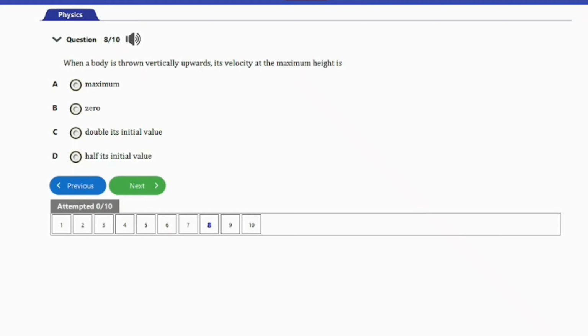The next question we have here is question number 8. It says, when a body is thrown vertically upwards, its velocity at the maximum height is. Alright, so guys, this is a very simple question for you all to know. You know that at maximum height, velocity tends to be 0. So when a body is thrown vertically upwards, at the maximum height, the velocity here will become 0. And that's it for this question. Option B is the answer to this question. So let's go ahead and consider the next question, guys.